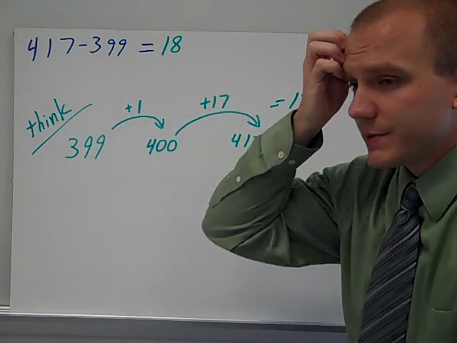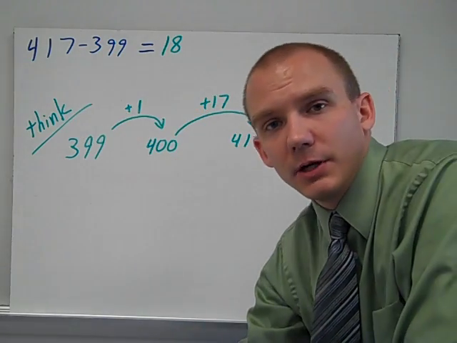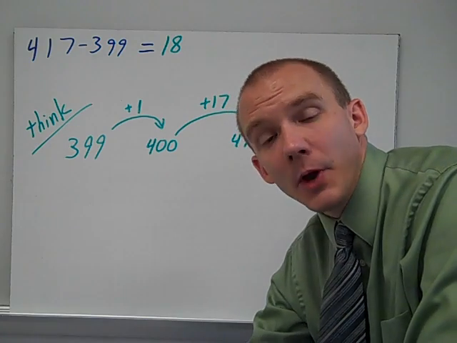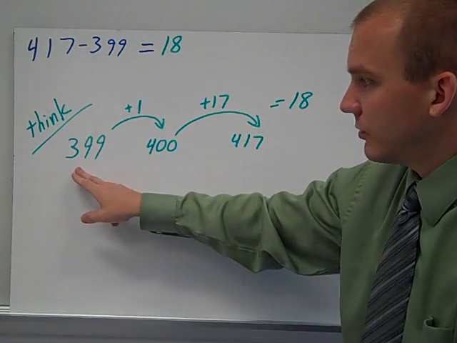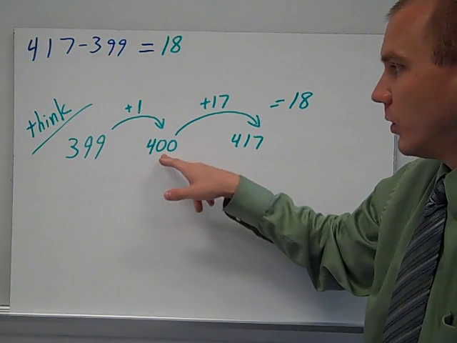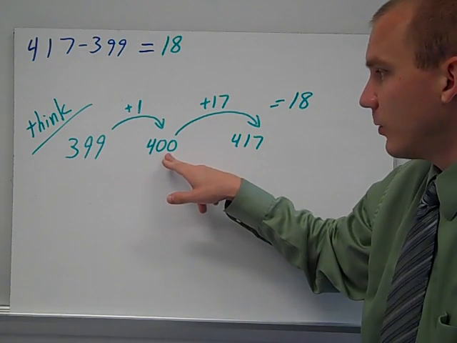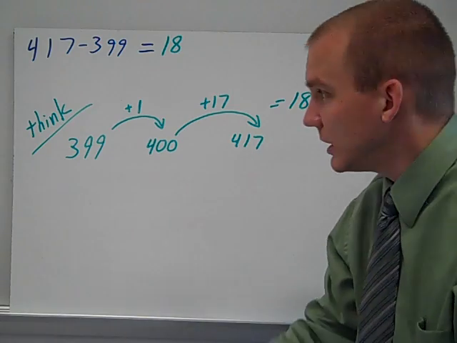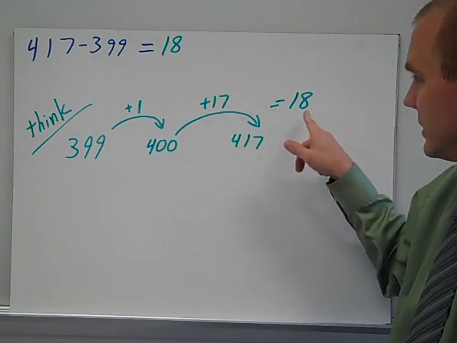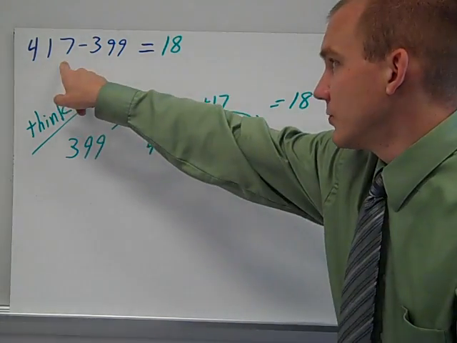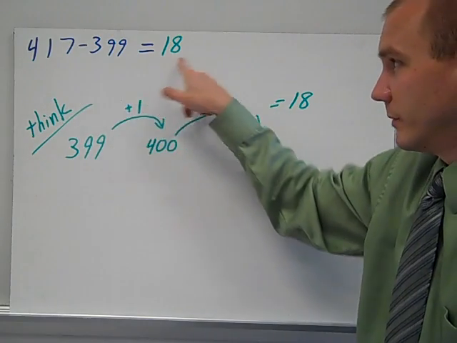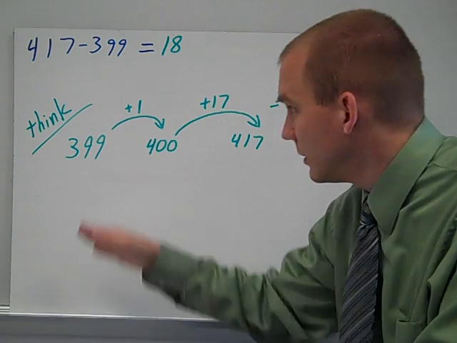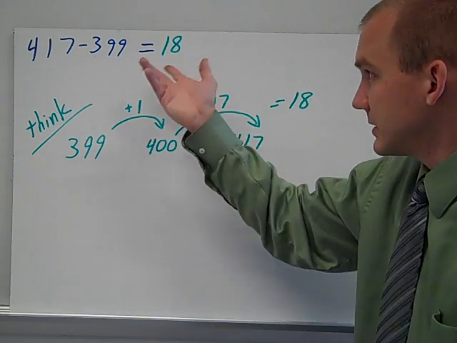Another way to do this problem, 417 minus 399, is to think mentally and adjust it, or maybe count up. Think, 399 plus 1 is 400, and then from 400, if I go 17 more, I'm at 417. 1 plus 17 equals 18. So 417 minus 399 would be 18. You're looking for the difference. That's why they call the answer in subtraction the difference. Well, I have to go 18 more, so that's your difference.